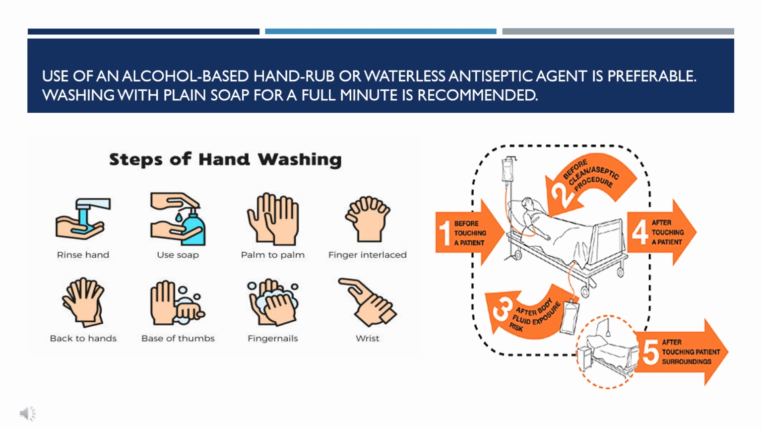For hand washing, there are a few steps which must be taken into consideration all the time. First of all, we have to rinse the hands, then use the soap, and then rub palm to palm, finger interlaces, and between the back of the hands to the front of the hand, base of the thumb, fingernails, and wrist. Similarly, there are 5 steps of hand hygiene which need to be implemented.